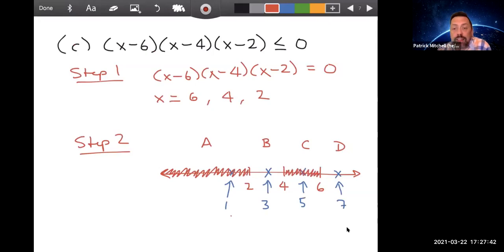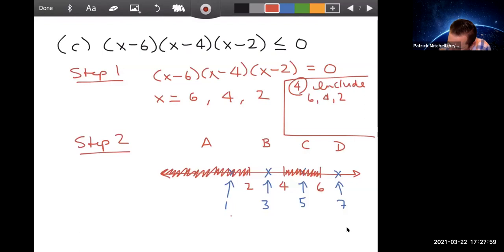Okay, so now the very last thing we have to think about is, are the boundary points included? This time they are included. We are going to include 6, 4, and 2 because the inequality sign contains equals, right? It's a less than or equal as opposed to just a less than, okay? So let's put some big, bold, colored in dots on those 3 numbers.